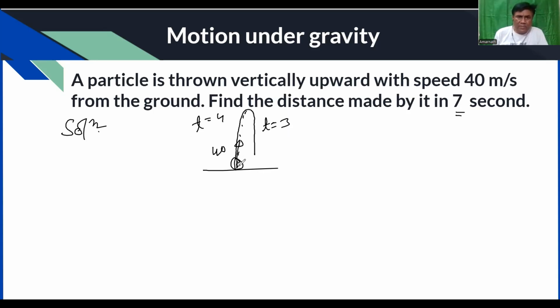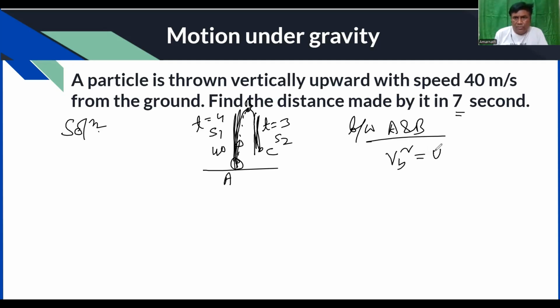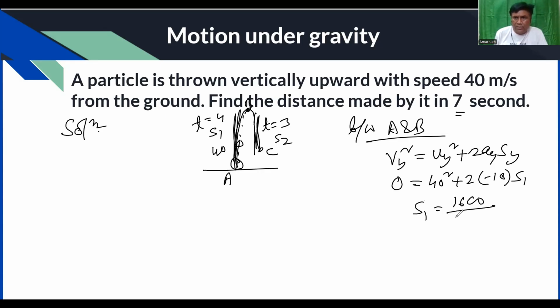So what is the displacement in this? It is S1. What is the displacement in this? It is S2. So this is point A, the highest point is say B, and this point is say C. Between A and B, I apply the formula Vy square equal to Uy square plus 2Ay S. So V is 0 at the highest point. This is 40 square plus 2 into minus 10 S1. So S1 is 1600 by 20, so S1 is 80.